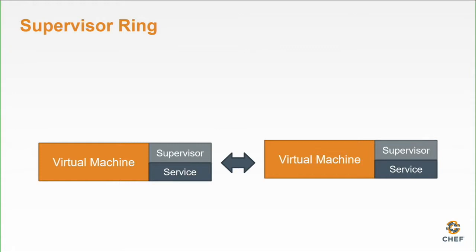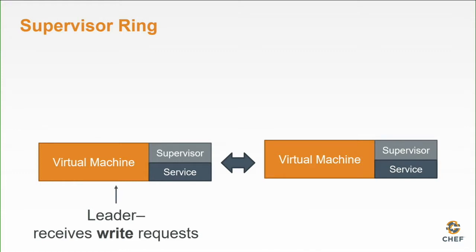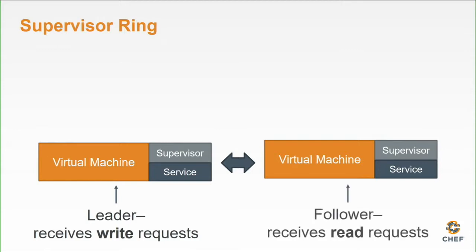So now we're down to two virtual machines, and at the moment, both of them are still followers. So they're going to hold another election to make sure they're in that leader-follower topology. They hold that election using that built-in algorithm, and let's say this one on this side wins the election and becomes the leader. It will automatically start receiving write requests. And this one on the other side will become the follower and start receiving read requests. So all of this was done without the need for human involvement or an orchestrator's involvement.